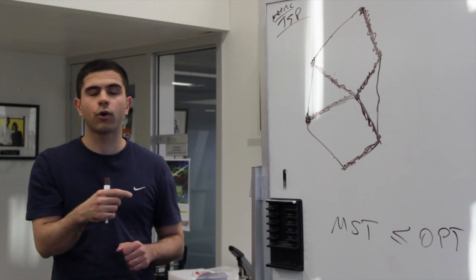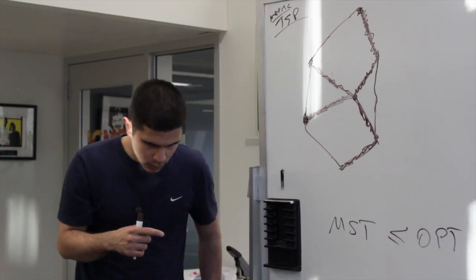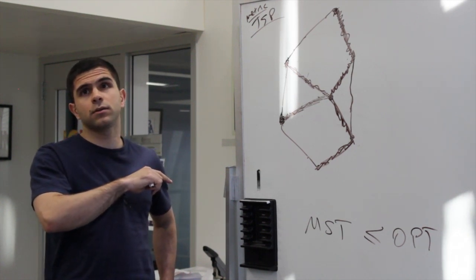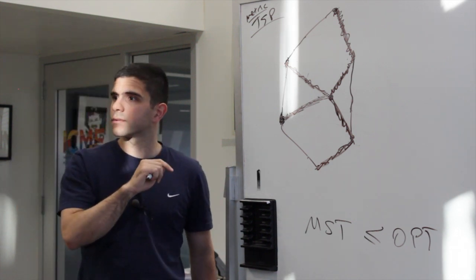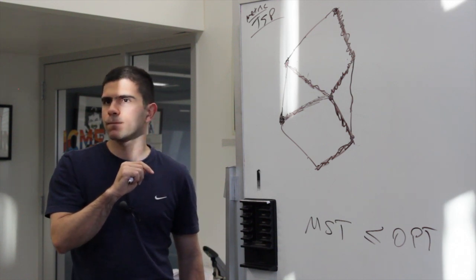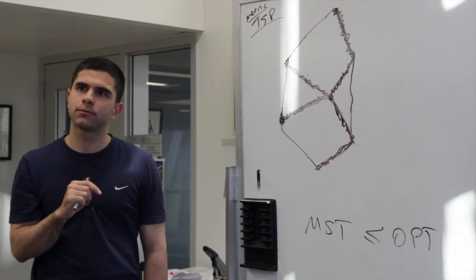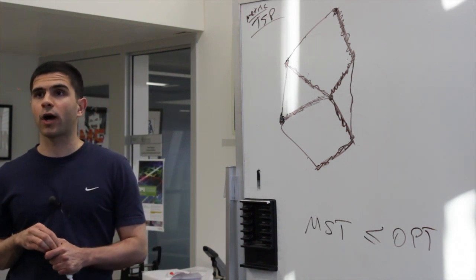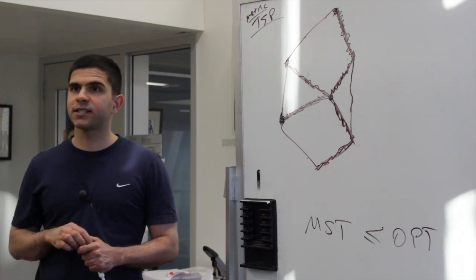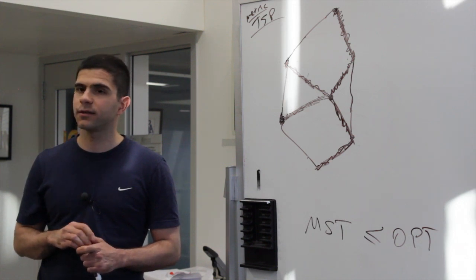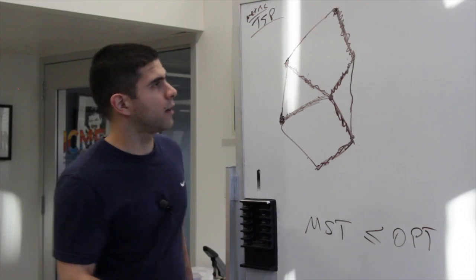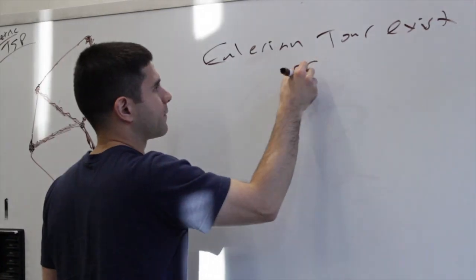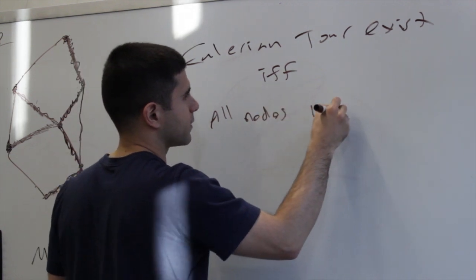Oh, you guys haven't seen Eulerian circuits? Okay. So an Eulerian circuit is a walk that visits all edges. Can it revisit edges? No. It visits edges exactly once. So some graphs don't have Eulerian walks. And the characterization for it existing is exactly when all nodes have even degree and the graph is connected. So an Eulerian circuit exists if and only if all nodes have even degree.